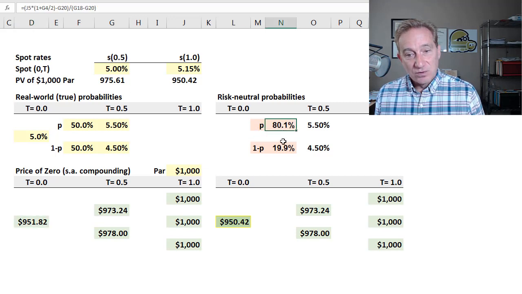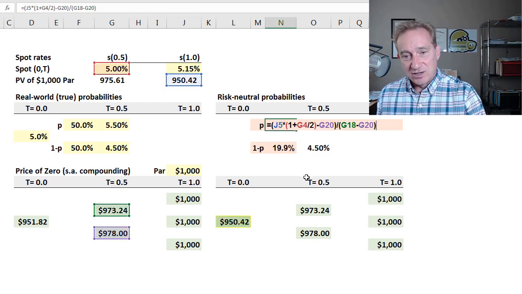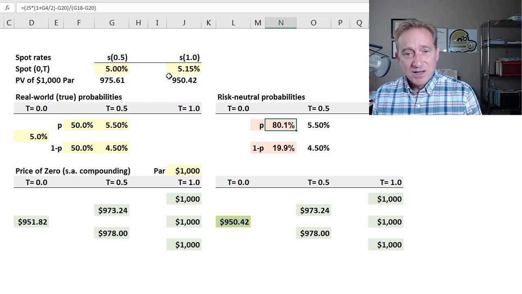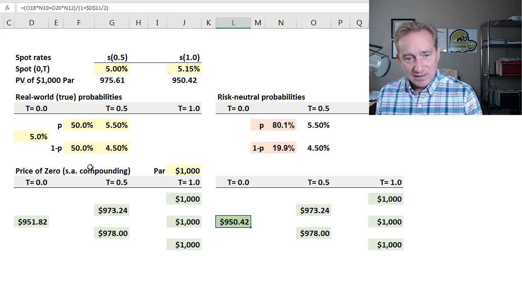Now we're solving for the probabilities that, if we were to use these probabilities for the expected discounted value, we would get the observed market price. I won't do the algebra here, but it's also super simple. You can do that on your own. You can see here I'm using the observed market price to solve for the probability of an up jump and getting 80.1%.